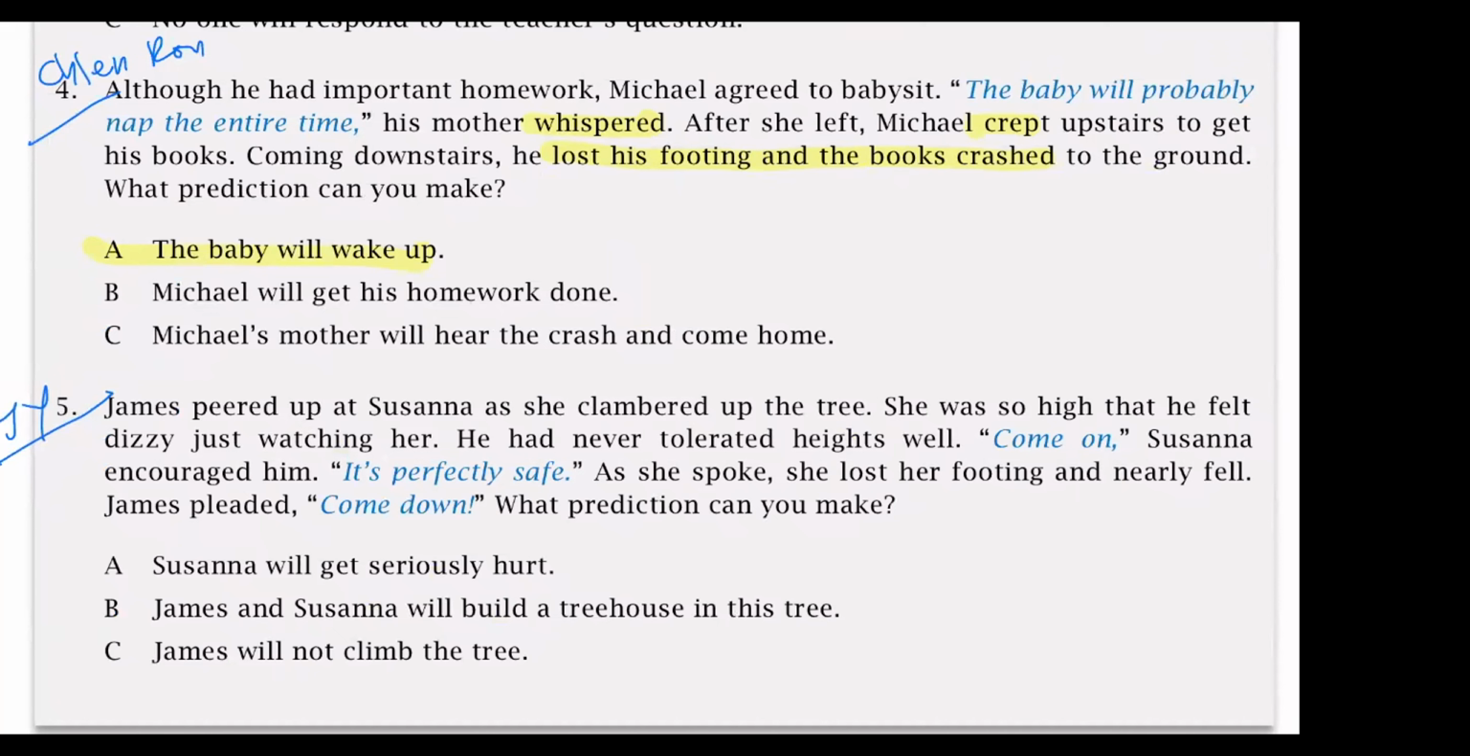Susanna will get seriously hurt. Susanna will get seriously hurt? No. The answer should be James will not climb the tree. Why do we say so? Because although Susanna said it's perfectly safe, she lost her footing and nearly fell. Then he will no longer trust her and will not climb the tree. She nearly fell means she hasn't been seriously hurt. So that one is not the correct one. So that's prediction. That's foreshadowing.